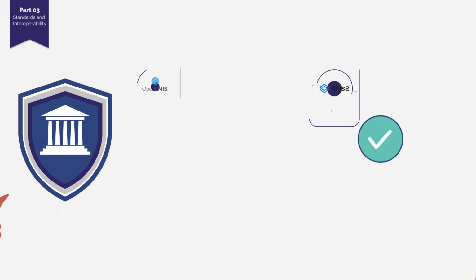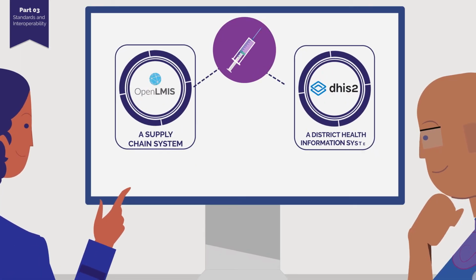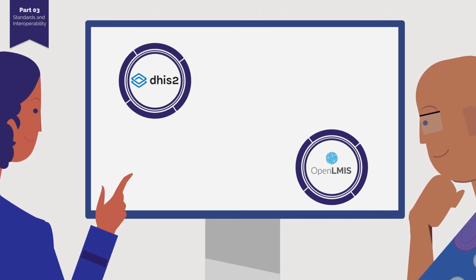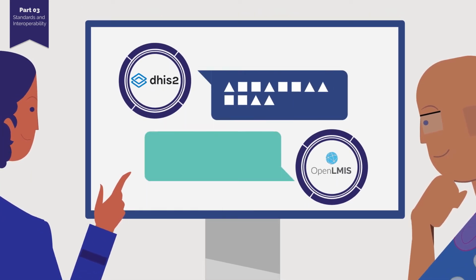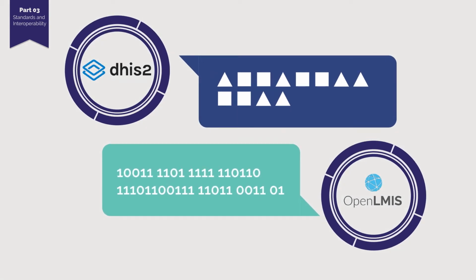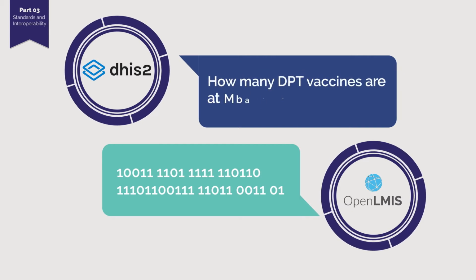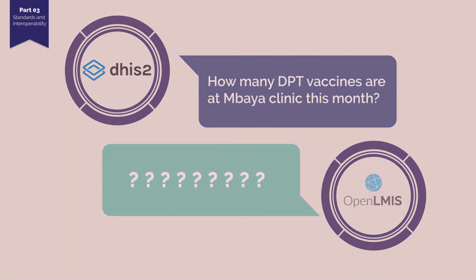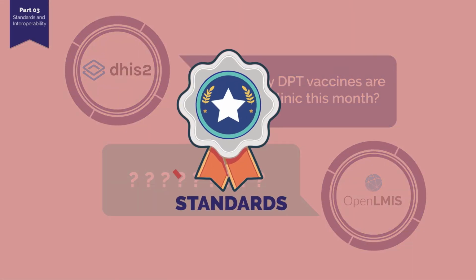As the systems are currently configured for Lucy and Isaac's immunization campaign, OpenLMIS and DHIS2 cannot currently communicate with each other. Remember, DHIS2 has been trying to ask OpenLMIS a simple question: how many DPT vaccines are at Mbaye Clinic this month? But they cannot understand each other without a common set of standards.